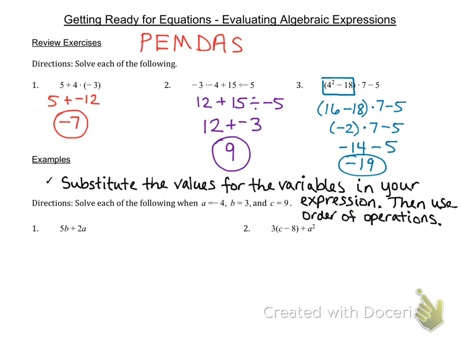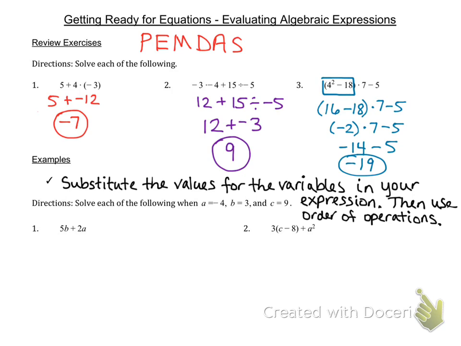Let's take a look at evaluating algebraic expressions now. So what you want to do for all of these is substitute the values for the variables in your expression, and then you're going to use order of operations to solve. So if we look at number 1, we have 5b plus 2a. And the directions state, solve each of the following when a is equal to negative 4, b is equal to 3, and c is equal to 9.